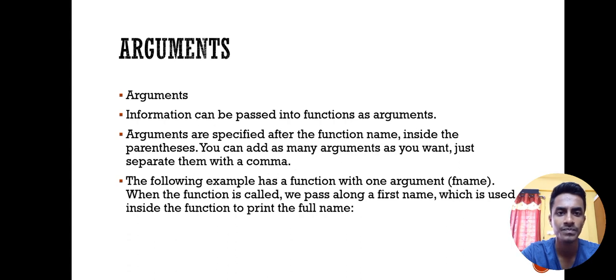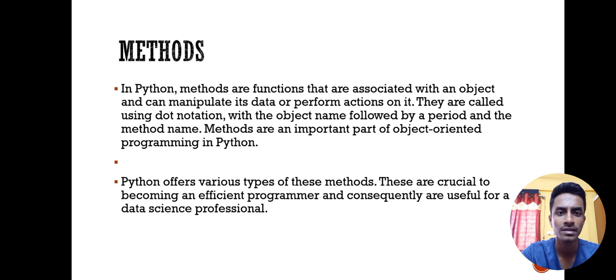Methods. In Python, methods are functions that are associated with an object and can manipulate its data or perform functions on it. They are called using dot notation, with the object name followed by a period and the method name. Methods are an important part of object-oriented programming in Python. Python offers various types of these methods. These are crucial to becoming an efficient programmer, and consequently are useful for a data science professional.